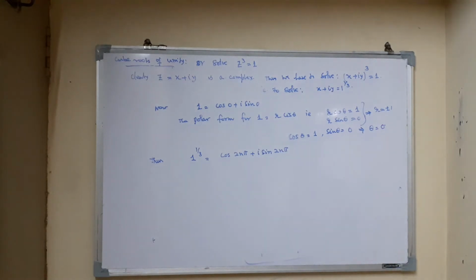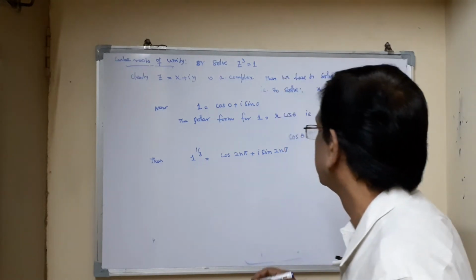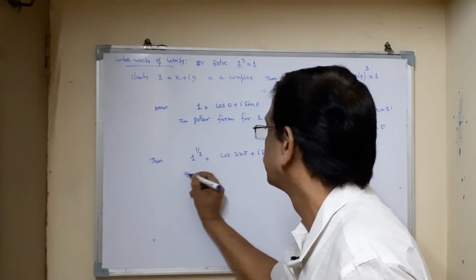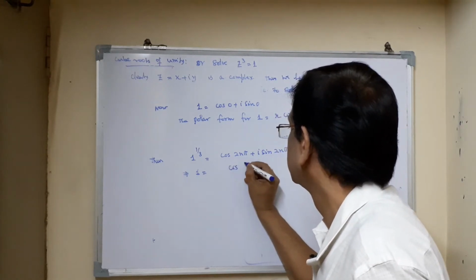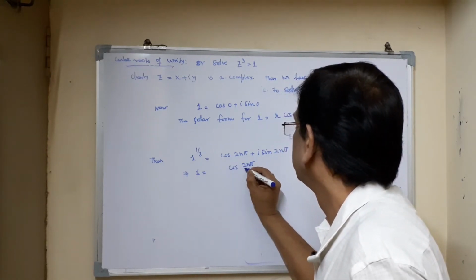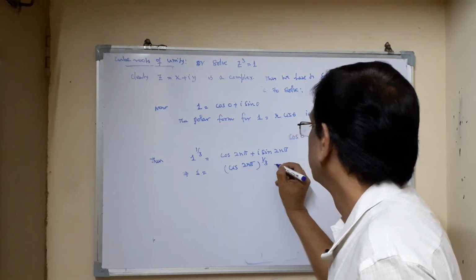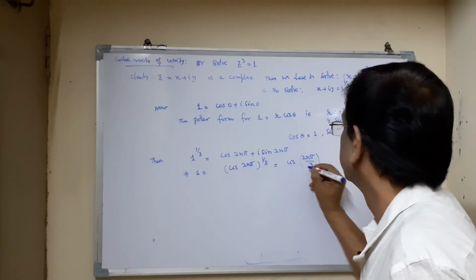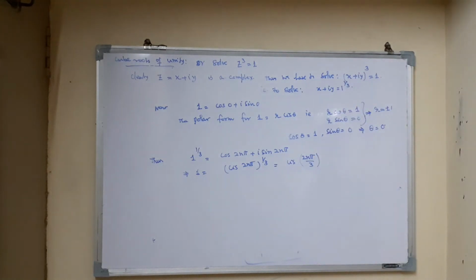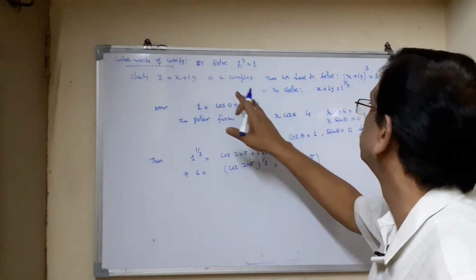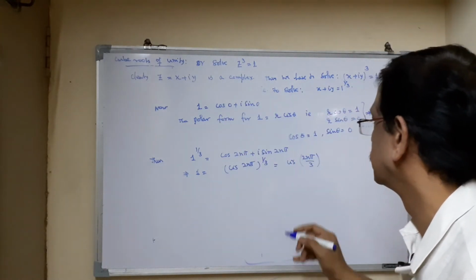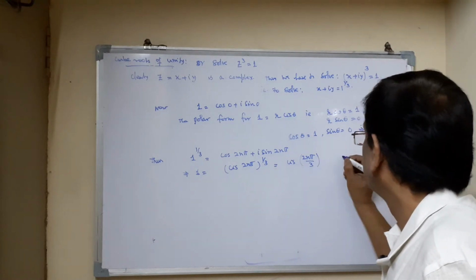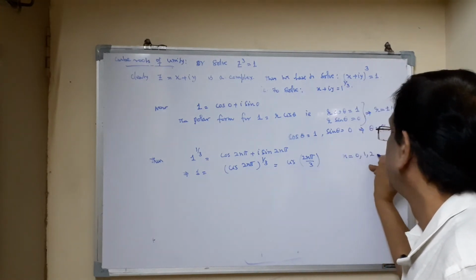Isn't it? Now, I want to find the cube roots of unity. So 1 implies cis 2n pi whole power 1 by 3, which is equal to cis 2n pi by 3 by De Moivre's theorem. This 1/3 will be the coefficient of 2n pi, so 2n pi by 3. I'll make a small modification. We have used n, there is no harm. So n runs from 0, 1 and 2.